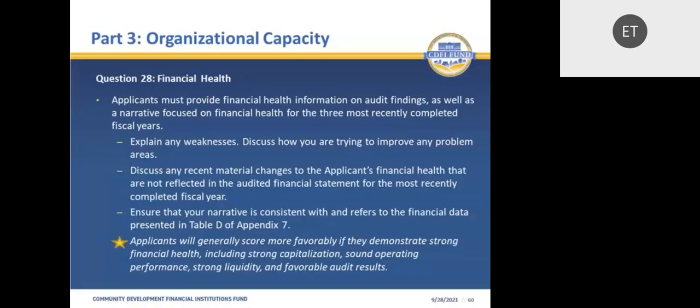And be sure that your narrative is consistent with and refers to the financial data that you're also presenting in Table D of Appendix 7. Applicants will generally score more favorably if they demonstrate strong financial health, and that includes strong capitalization, sound operating performance, strong liquidity, and favorable audit results. Next slide.